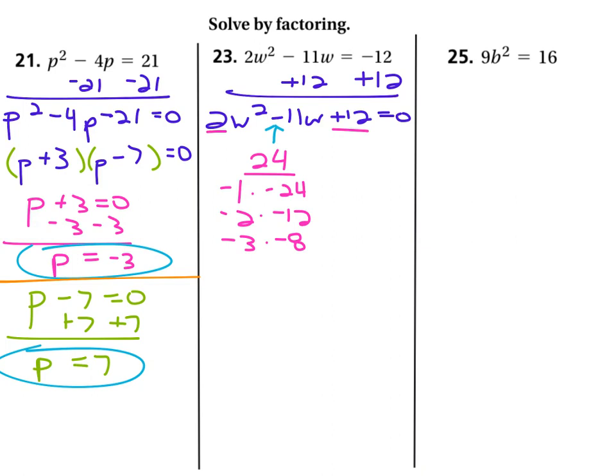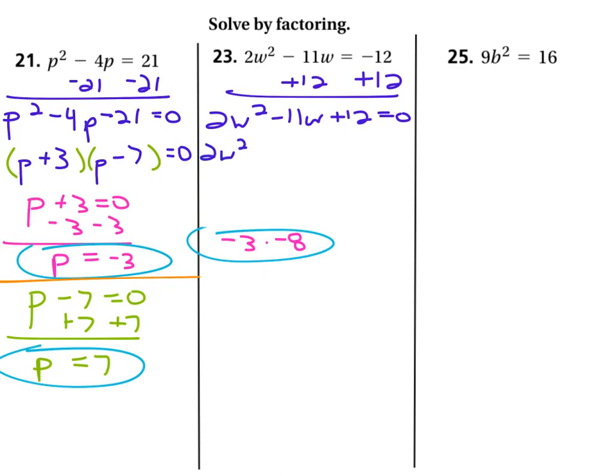And in fact, that adds to the negative 11 that we want. Okay, so that's what we want. So we're going to get rid of all this. And we're going to rewrite this so it says 2w squared minus 3w minus 8w. We used those two numbers as the coefficients. So instead of saying negative 11w, we just split it into 2. Negative 11w is just negative 3w and negative 8w. And then plus 12.